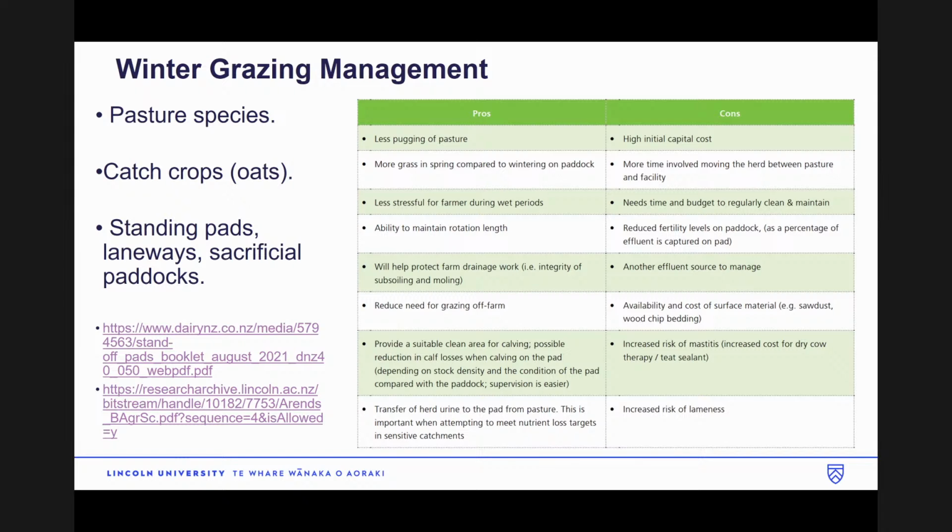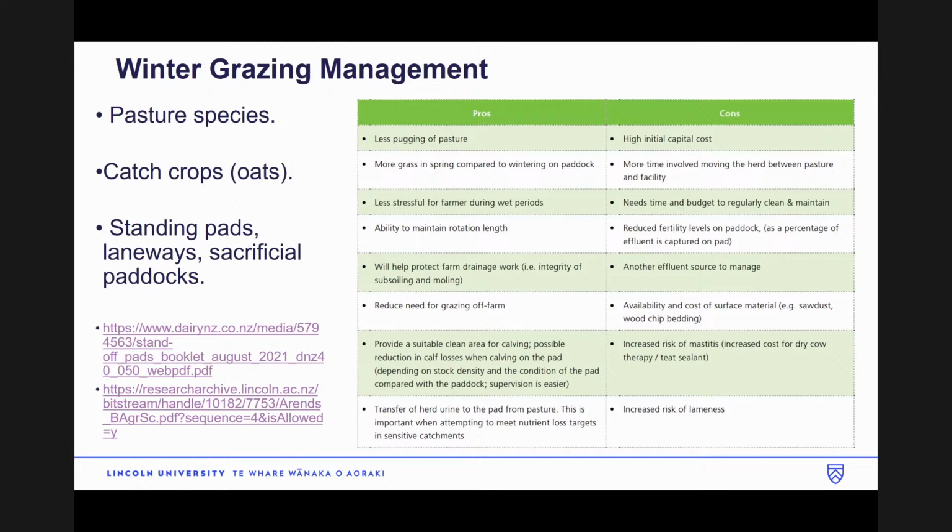Laneways work, but of course it's harder on your laneways, and you have to think about where cows are peeing and pooing. And some farmers still use sacrificial paddocks, which, standing pads are really expensive, so I can also understand that one, but you'll definitely have higher levels of nitrogen leaching, which may not necessarily be where things are going in the future. So something to consider. I would recommend going and looking at the Dairy NZ booklet about standing pads, which is pretty good. So I've stolen that one off that.